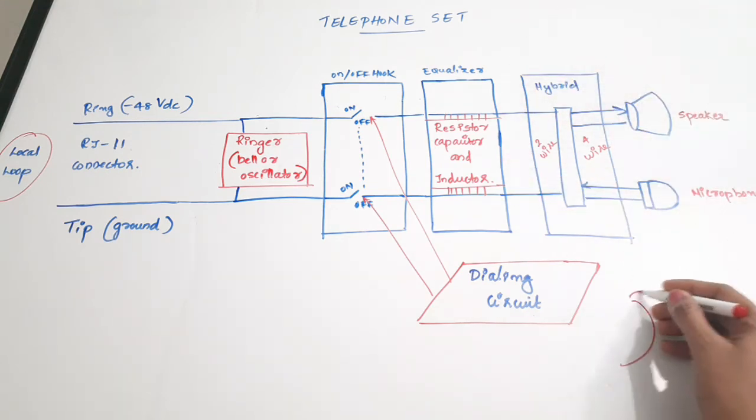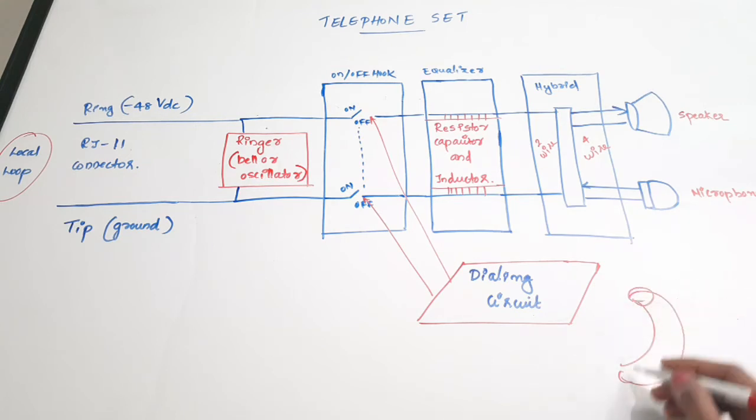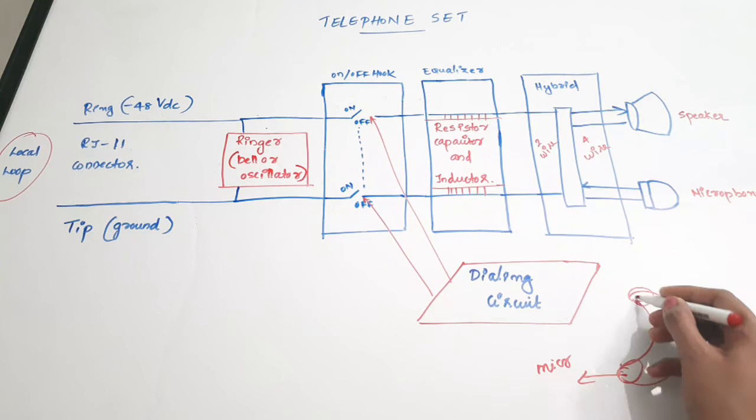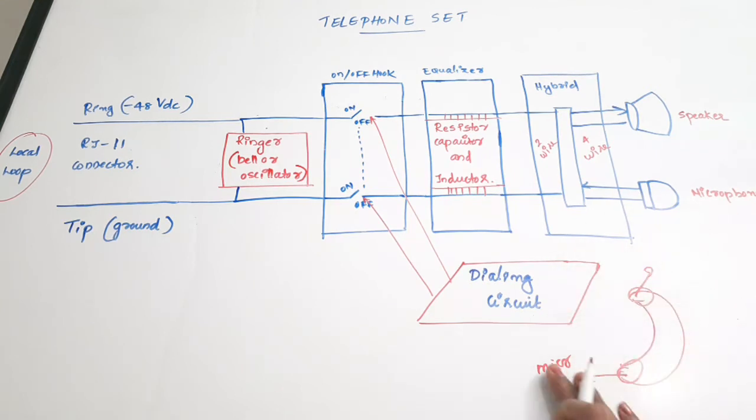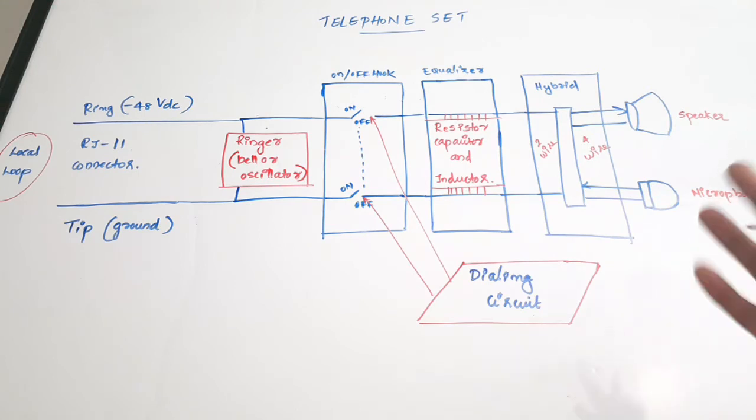We know that there is a structure like this. There is a handset, and the microphone will be present here and the speaker will be present here. Very simple diagram. So this is the purpose of the microphone and speaker. It will help the user or the receiver to speak and to hear.